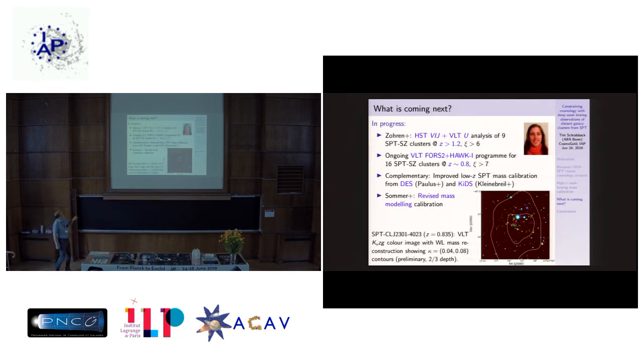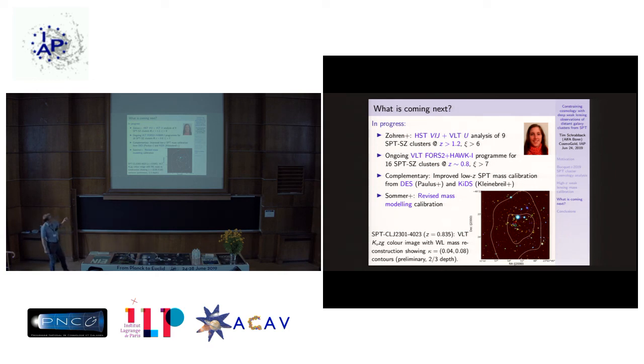OK, and then a little bit further down the line, we have more things coming. Hanna Zoren, who actually is in the audience, is working on the analysis of our latest HST data set. So these are clusters at very high redshift, above 1.2. So there you really need to use HST if you want to do this with galaxy lensing. Of course, CMB lensing is a different story. We heard about that before.